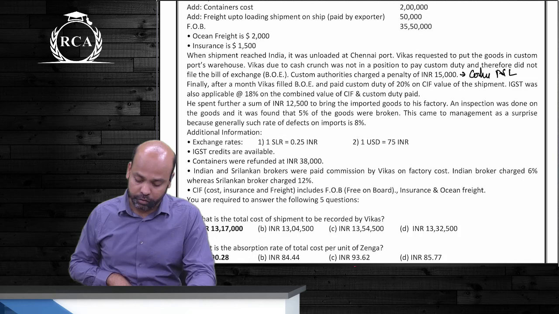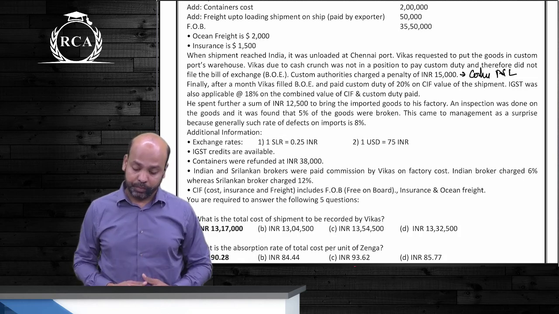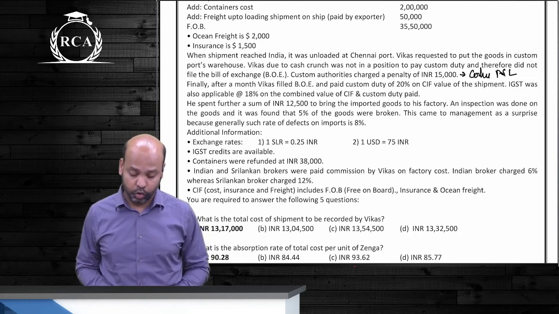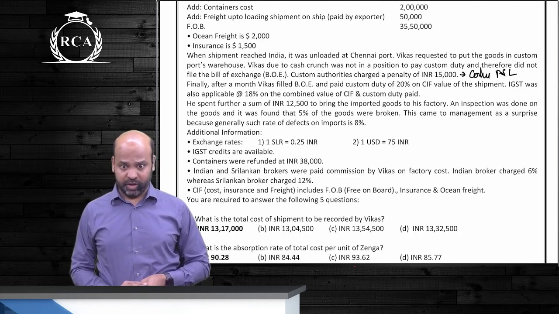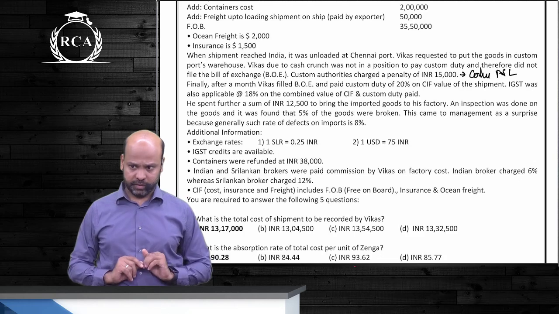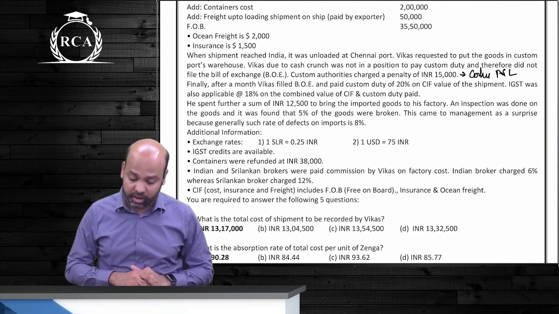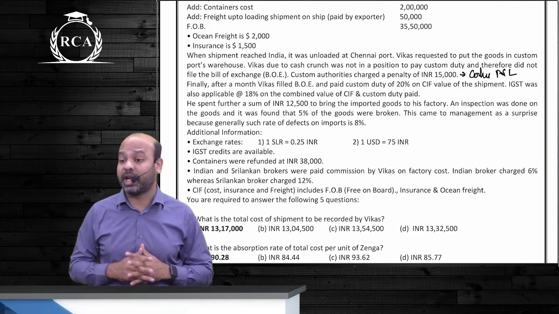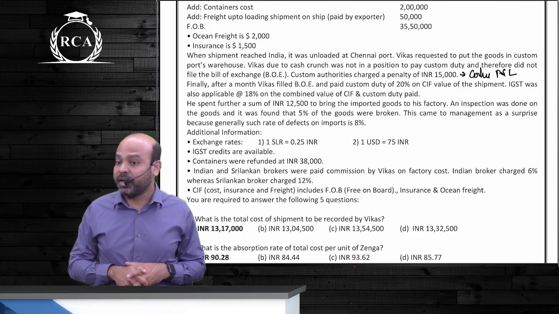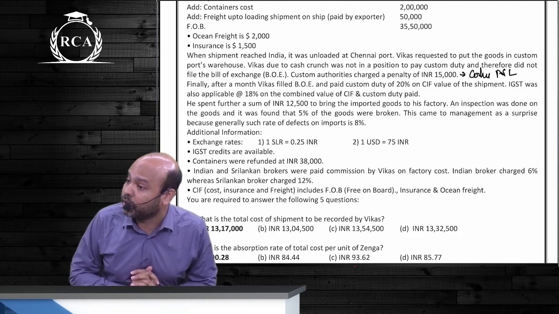Add it to the cost of inventory. Inspection was done and it was found that 5% of the goods were broken. Normally, if they would have given only this sentence, it would have been abnormal loss. But after that they gave another sentence which states that it is very normal to have a damage of 8%. That means this entire 5% will be considered to be a normal loss.